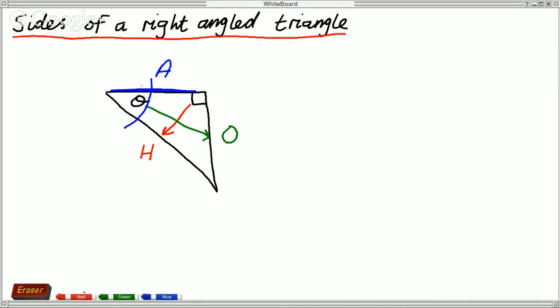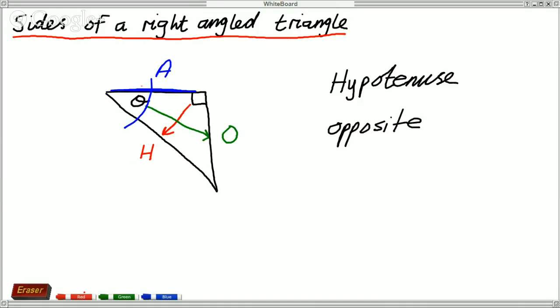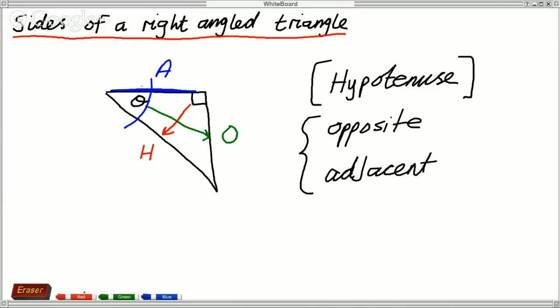So we have three sides. We have the hypotenuse, and that is always the longest one. We have the opposite side, and we have the adjacent side. And these two will change depending on where you choose your angle to be. The hypotenuse won't change, it's always opposite the right angle, but these two will change.